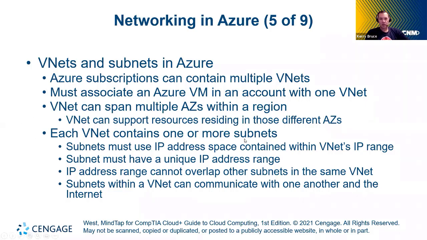Each VNet contains one or more subnets. Subnets must use IP address space contained within the VNet, which is the same as Azure or the same as AWS. The subnets must have unique IP address ranges, right? These are all kind of standard networking things, right? IP address ranges cannot overlap, right? Subnets within the VNet can communicate with one another and the internet.